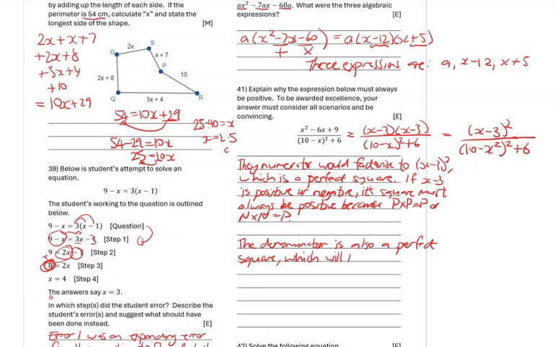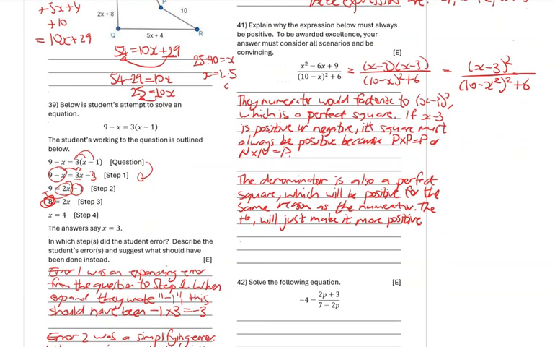Which will be positive for the same reasons as the numerator. The plus 6 will just make it more positive. Okay, so now that we've done that, we've settled on the numerator must always be positive, the denominator must always be positive, and a positive divided by a positive is always positive.